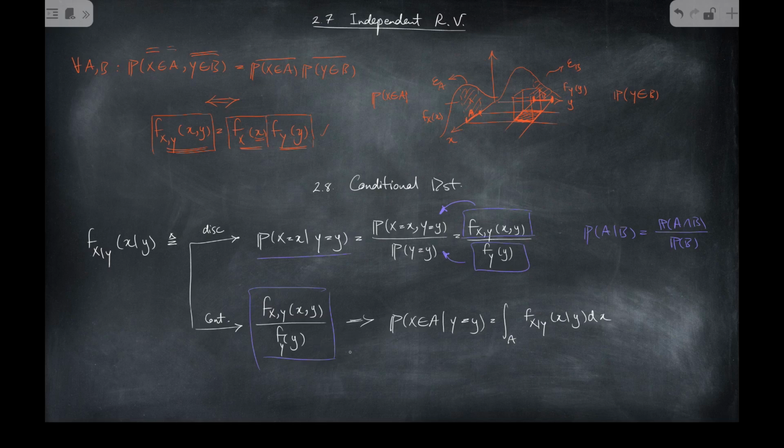But for the continuous distribution, again, because probability of each point is 0, we cannot have this. We can have probability of some area. So probability of X belonging to some area given Y is something, is the integral of the joint distribution computed in this area. Okay, so that's the difference. So by definition, both of them are the same. So we have this ratio for both of them as a definition of conditional distribution. But conditional probability has different form for discrete and continuous random variables.